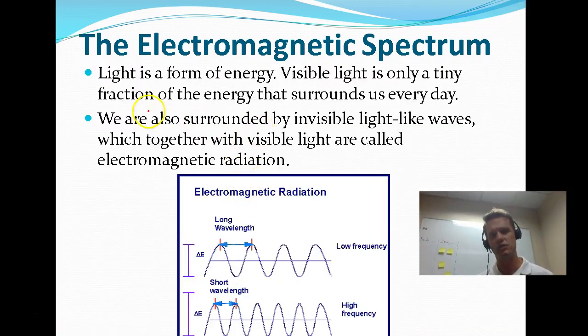So the electromagnetic spectrum is basically saying that light is a form of energy, and we only can see a little part. So we are surrounded by millions and billions and countless amounts of invisible light-like waves that we can't even see. Together, all these different light waves or wavelengths are known as electromagnetic radiation.